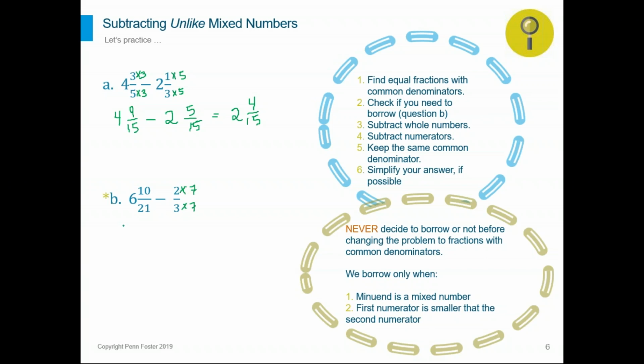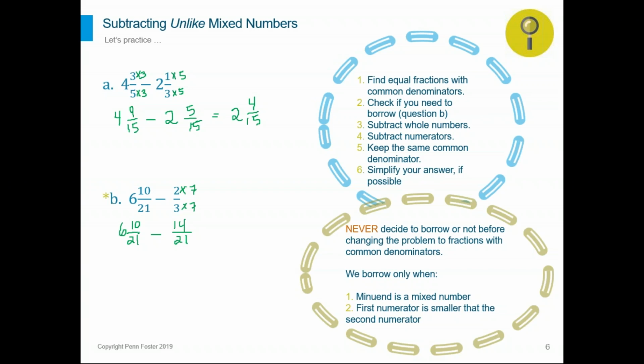Rewrite the problem. We have 6 and 10 over 21 unchanged minus 2 times 7 is 14 and 3 times 7 is 21. And that looks good because both fractions now have 21. Next, let's try to subtract. 6 minus nothing, that's no problem. 10 minus 14. Can we take away 14 from 10? No. And this is where you realize that you have to borrow.